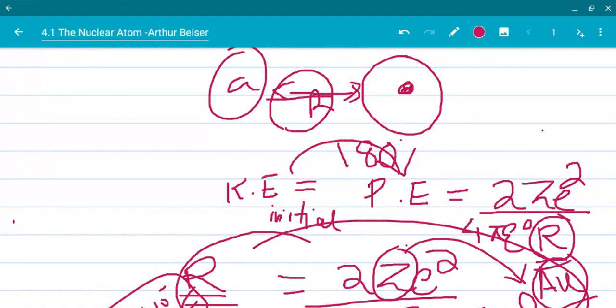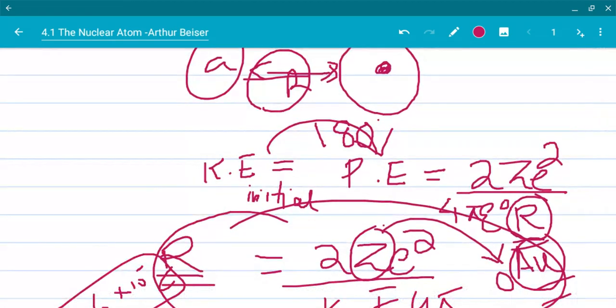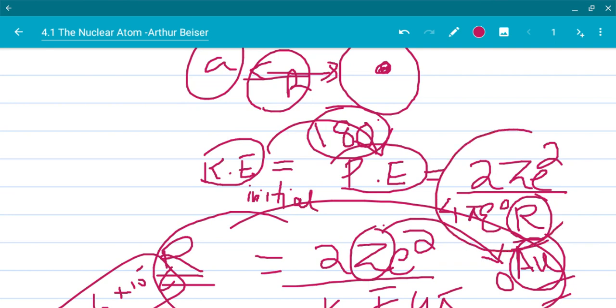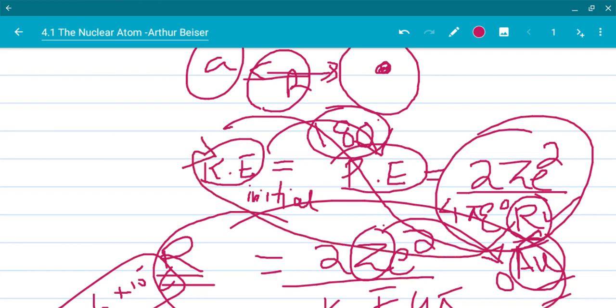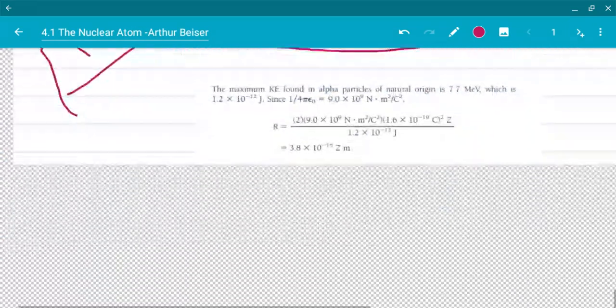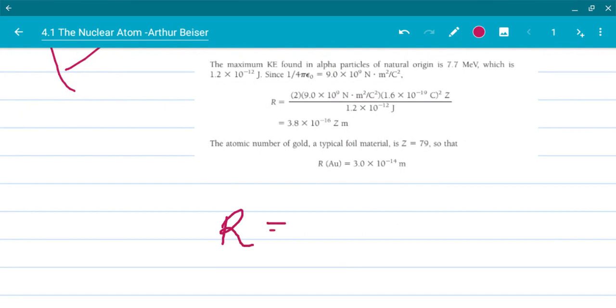What I explained was that when your alpha particle approaches the nucleus head on at 180 degrees, all of the kinetic energy is transferred into the potential energy, and we have the formula for that: 2Ze² over 4πε₀r. So we simply readjust the formula. We take the kinetic energy into the denominator, we take r into the place of the kinetic energy, and we get something like this.